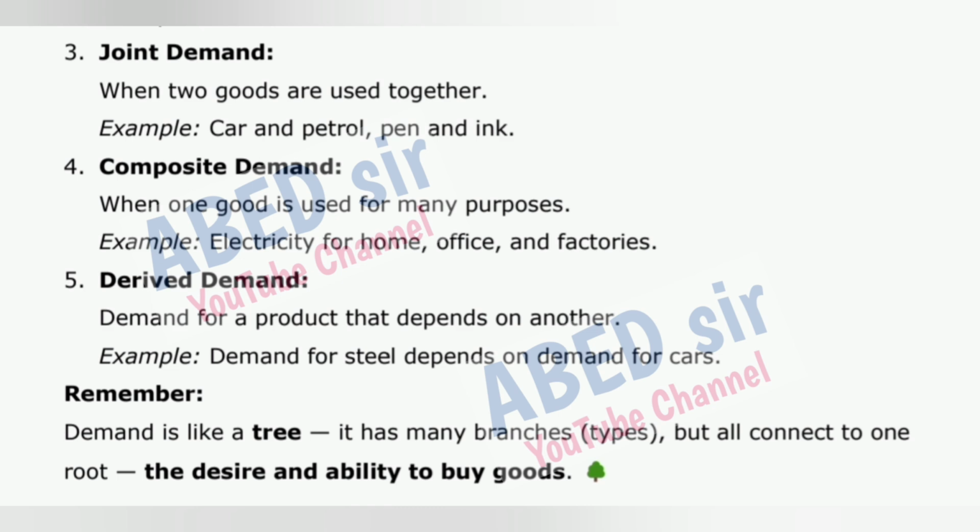3. Joint demand. When two goods are used together. Example: car and petrol, pen and ink. 4. Composite demand. When one good is used for many purposes. Example: electricity for home, office, and factories. 5. Derived demand. Demand for a product that depends on another. Example: demand for steel depends on demand for cars. Remember, demand is like a tree. It has many branches, types, but all connect to one root, the desire and ability to buy goods.